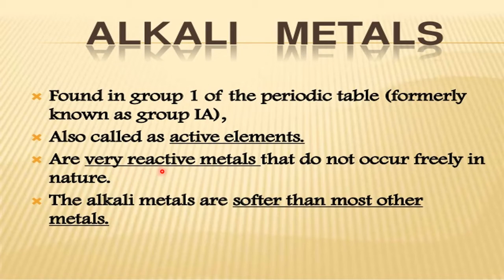They are very reactive metals that do not occur freely in nature. Definitely, when they are most reactive, they never occur in the free state. They always occur in the combined state. The alkali metals are softer than most other metals. So the softness, the tensile strength, or the hardness of metals is explained on what ground? How their atoms join together, that is, on the cohesive force theory.